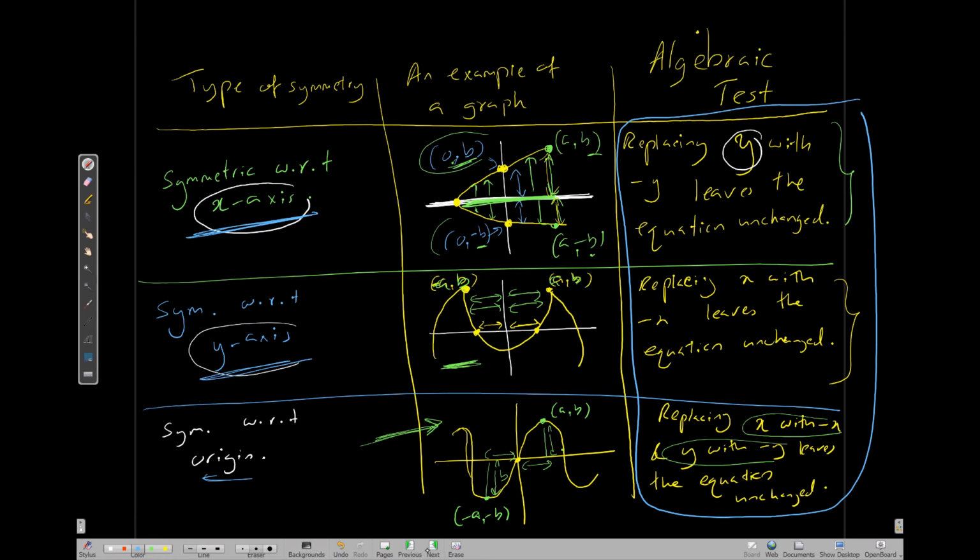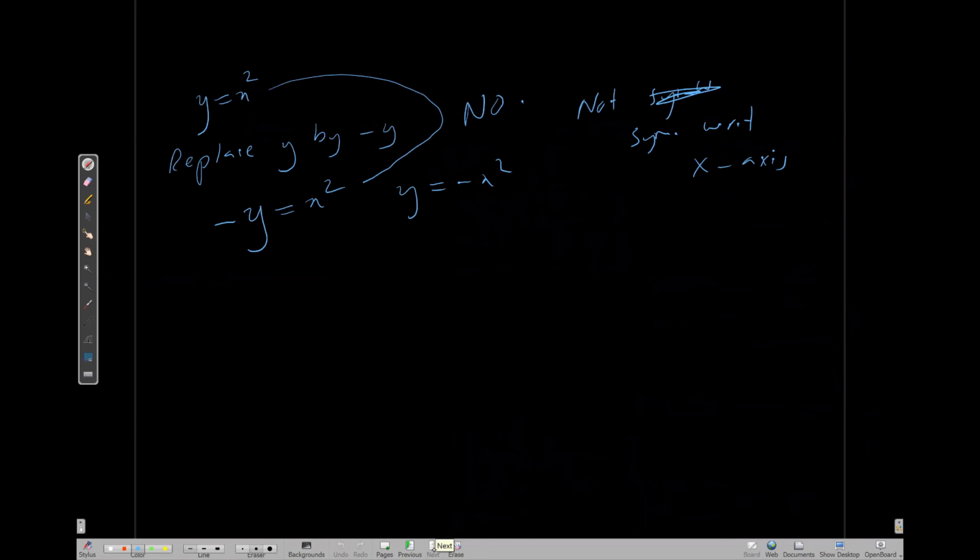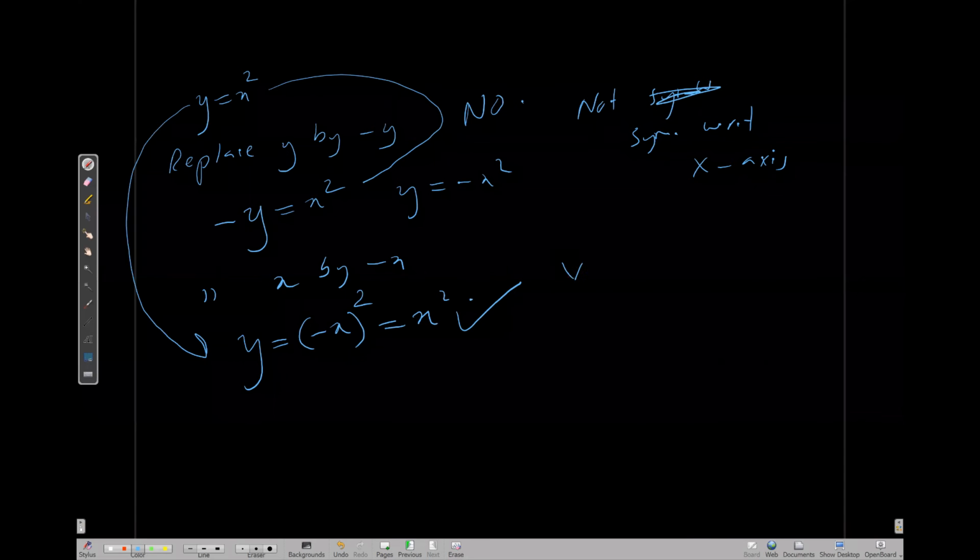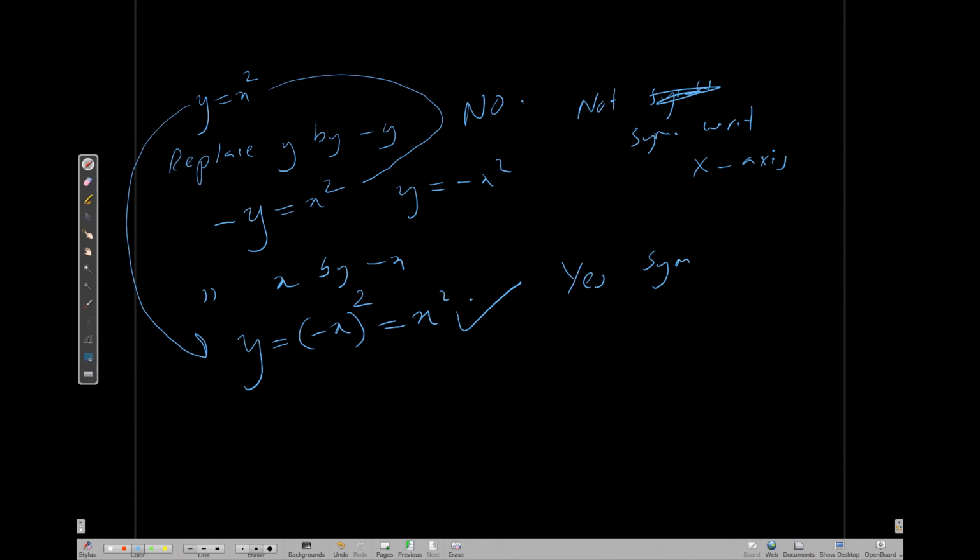Now let's replace x by negative x in our equation. So you take this equation, y equals, instead of x you put negative x, please put parentheses because you are replacing x by negative x. So negative x, everything squared is x squared. Now they are the same. So yes, symmetric with respect to y-axis.